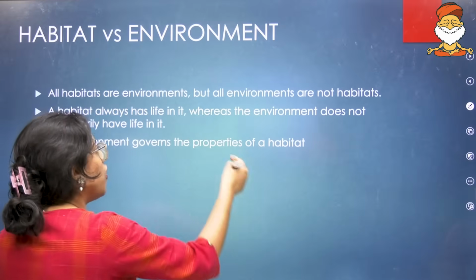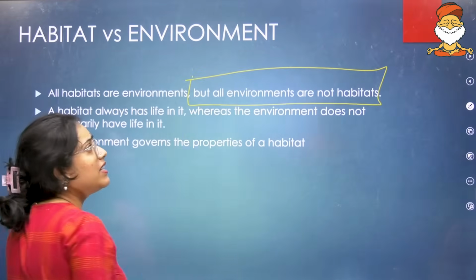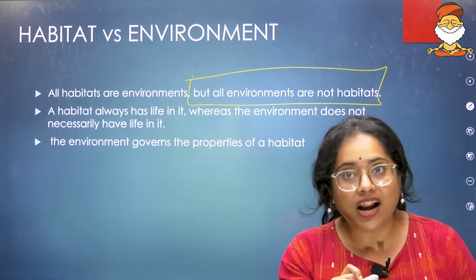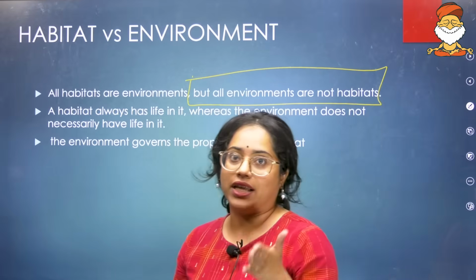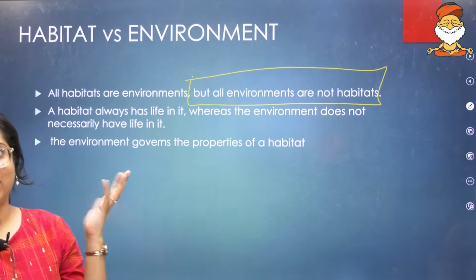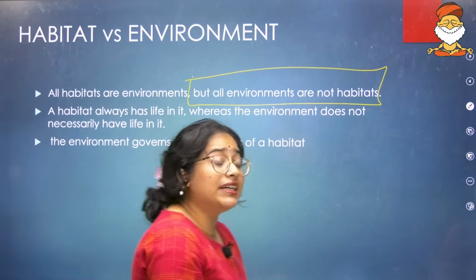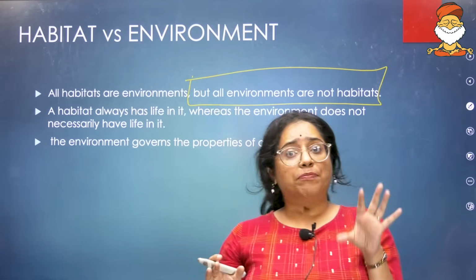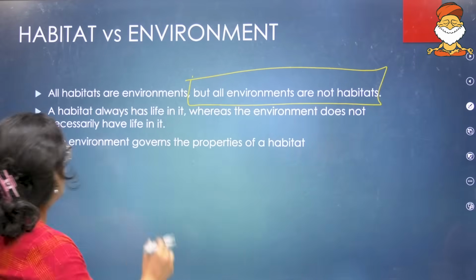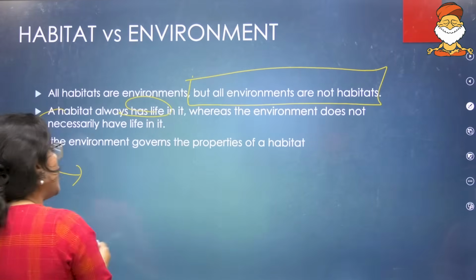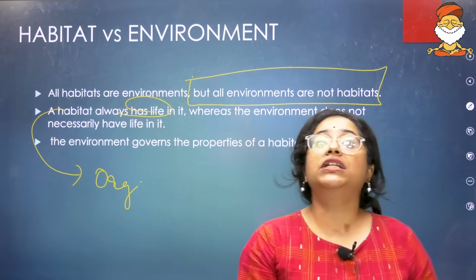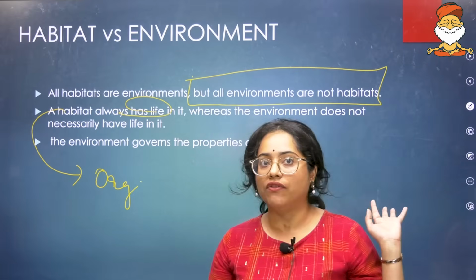Why are all environments not habitats? Because for a habitat to exist, you require an organism. An environment can have an organism, but need not. A habitat always has life in it. It's an absolute statement, but is it correct? Yes, it is, because it always has life. You're defining habitat with respect to the organism, whereas the environment does not necessarily have life in it.